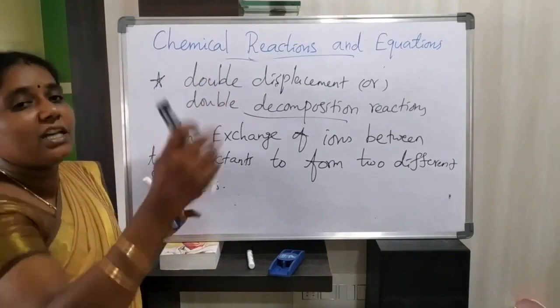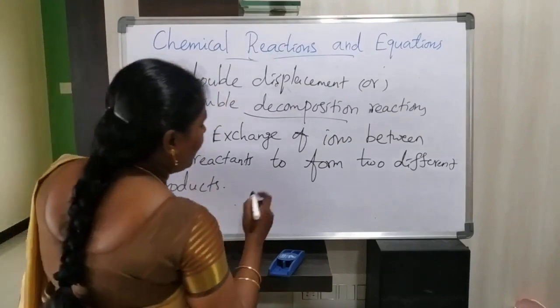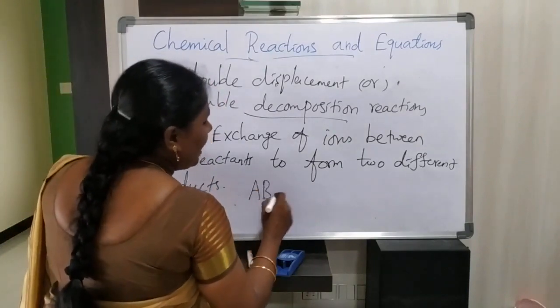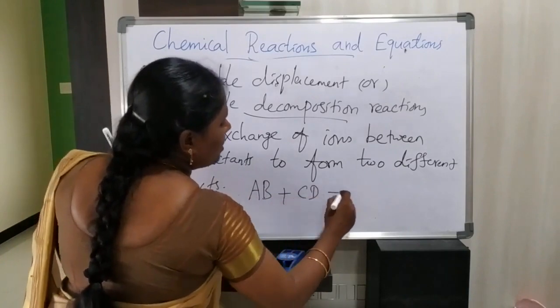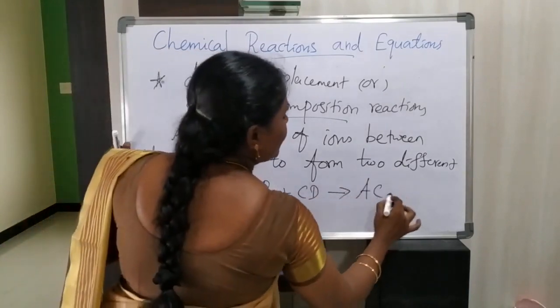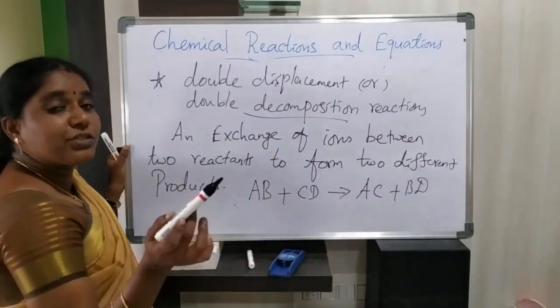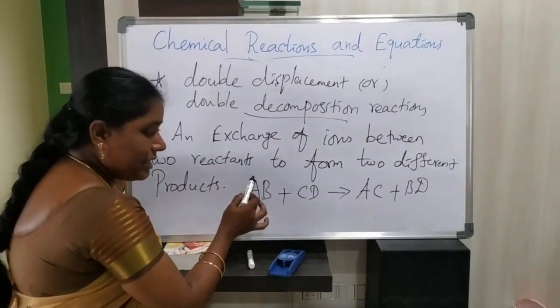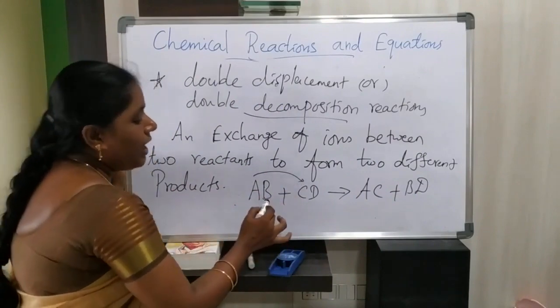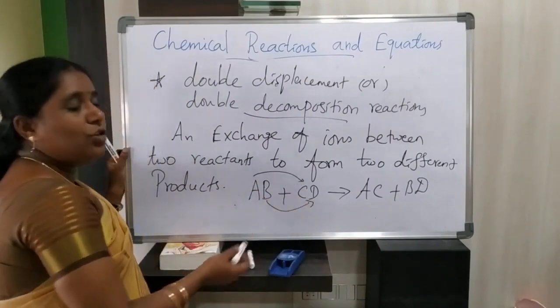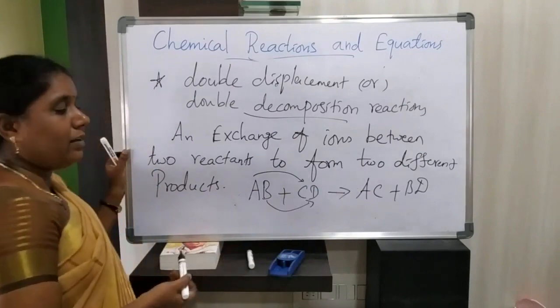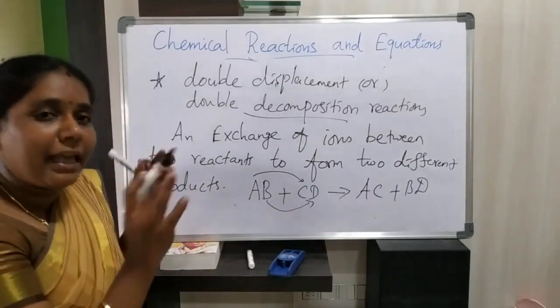That means exchange of ions takes place. For example, listen here, AB combines with CD to form AC and BD. What happens here? Exchange of ions. See here, A combines with C and B combines with D to form AC and BD. That ion exchange takes place.